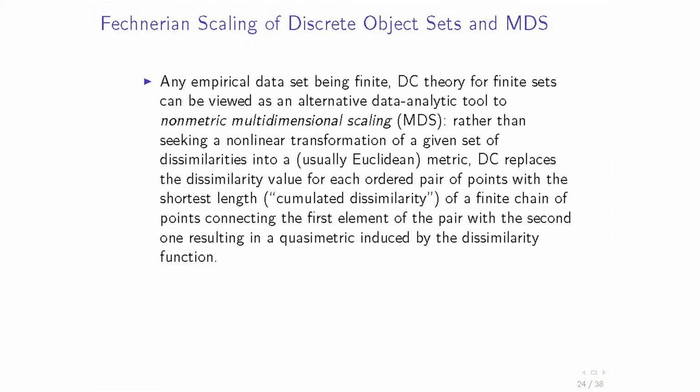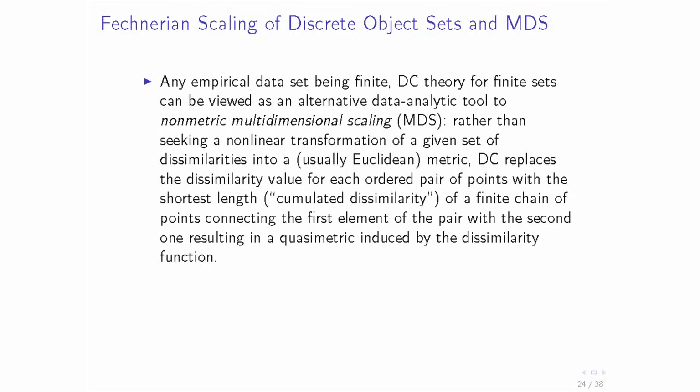Now let's take a look at how Fechnerian scaling and multidimensional scaling are related. One might consider our Fechnerian scaling as an alternative data analytic tool to non-metric multidimensional scaling, rather than seeking a nonlinear transformation of a given set of dissimilarities into a usually Euclidean metric. DC replaces the dissimilarity value for each ordered pair of points with the shortest length, or the cumulated dissimilarity for short, over a finite chain of points connecting the first element of the pair with the second one, resulting in a quasimetric induced by the dissimilarity function.